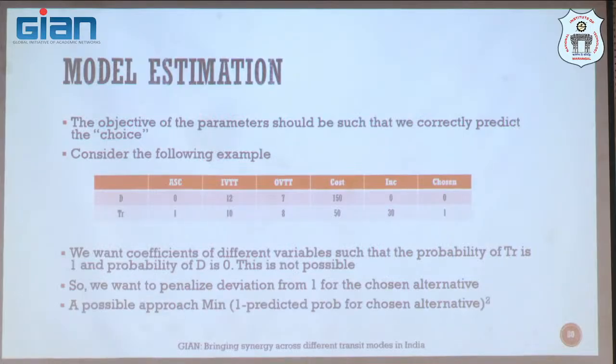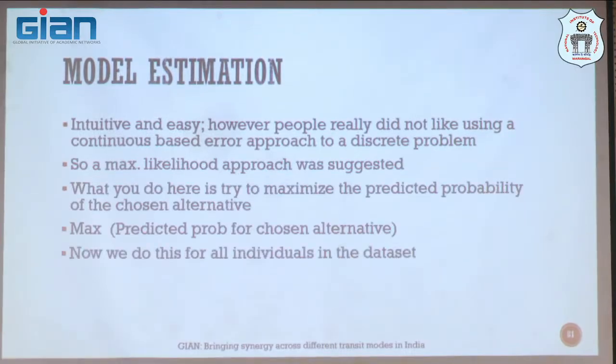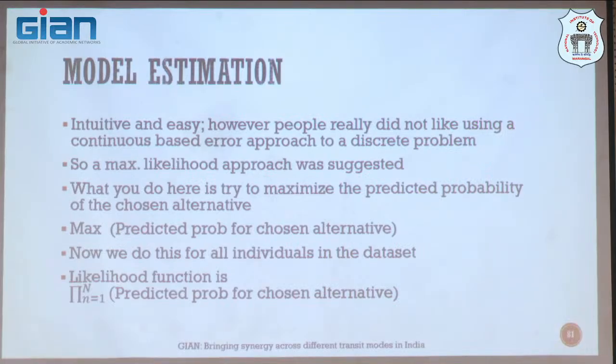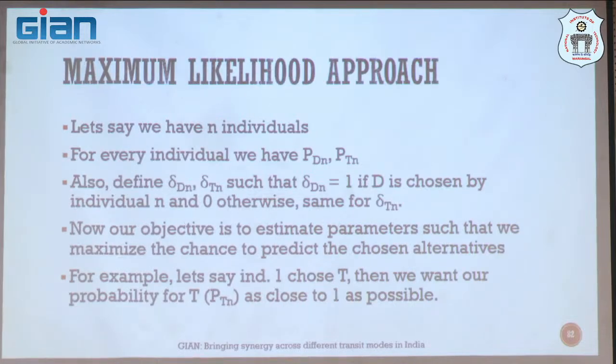Do 1 minus probability, but so the likelihood function is predicted probability for the chosen model. Okay. So we like to do this as a matrix.